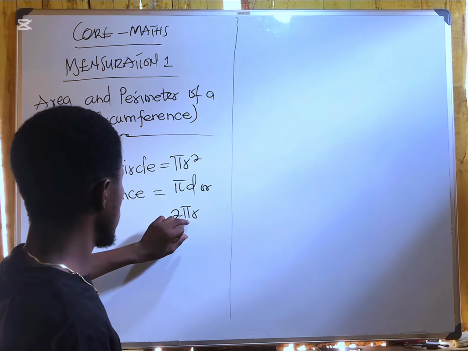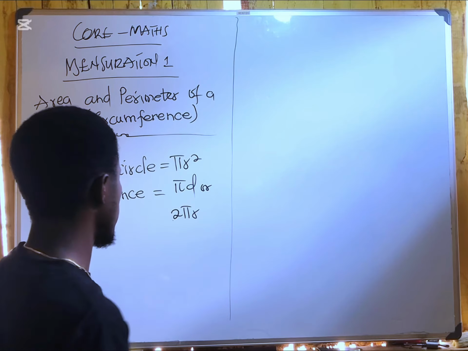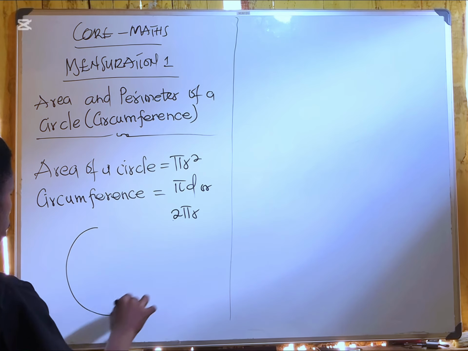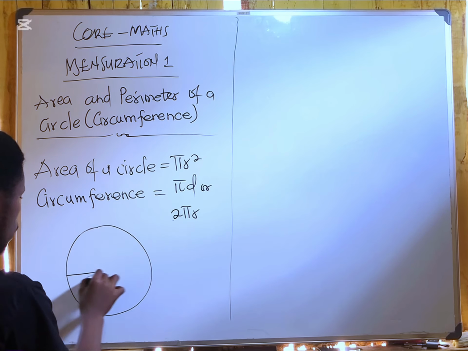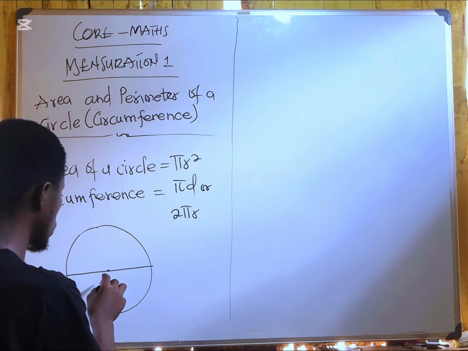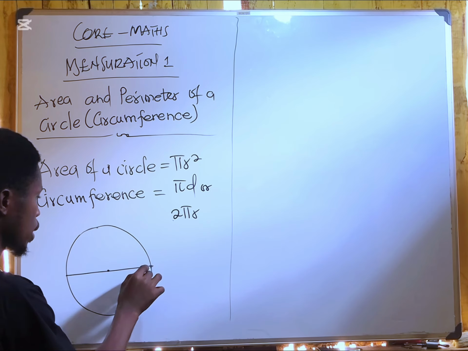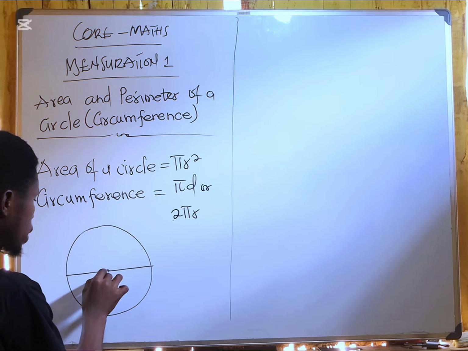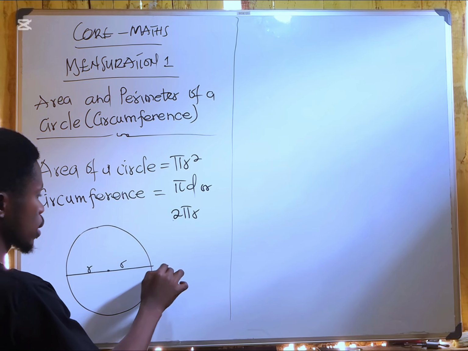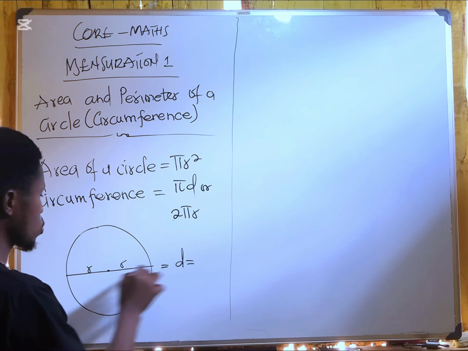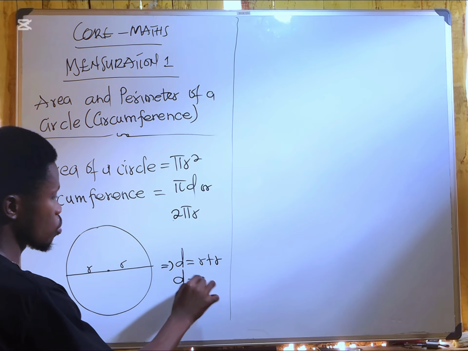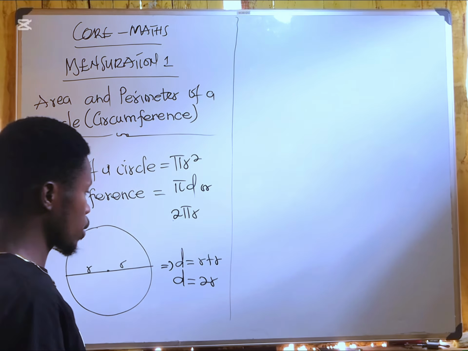The reason why we have pi d or 2 pi r is that, let's assume this is my circle, and this is the center of the circle. From here to here is the diameter. And from the center to the circumference is a radius. So here too is a radius. That tells you that the diameter is r plus r, meaning that our diameter is going to be 2r. Is that okay? Very good.